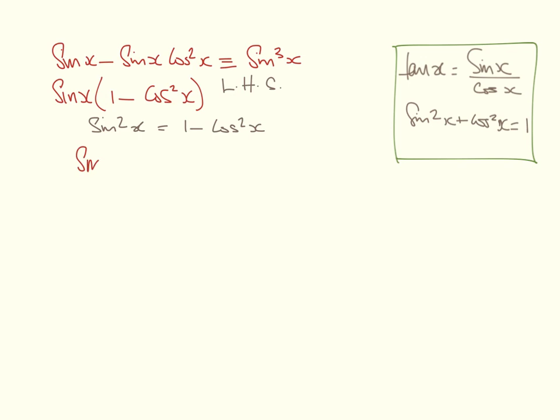So now I'll have sine x multiplied by sine square x. And what do you know? That equals sine cube x, which is exactly equal to my right hand side, and I'm done. So that was short, sweet, and to the point, provided that you did it in a sensible way.